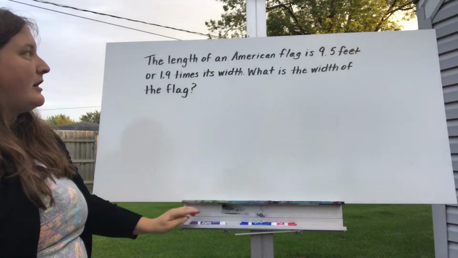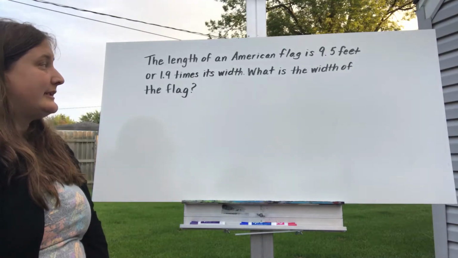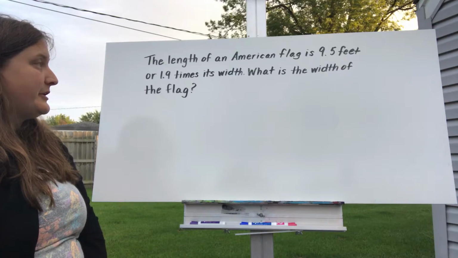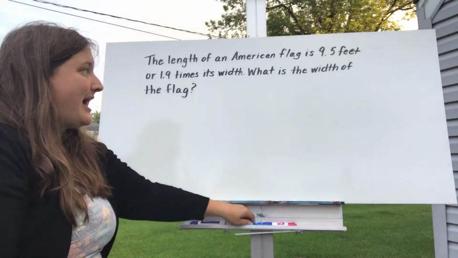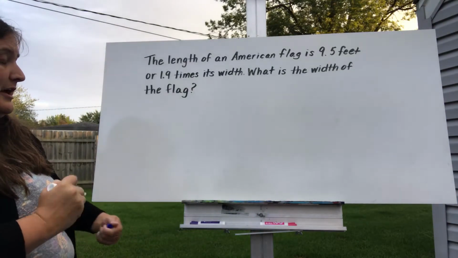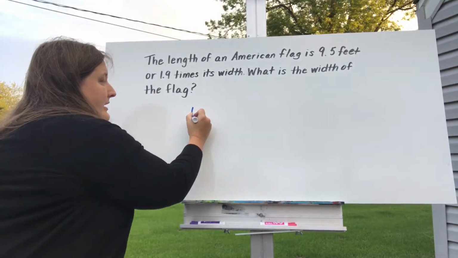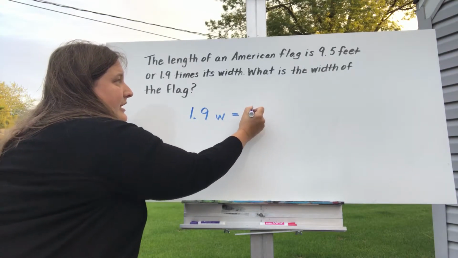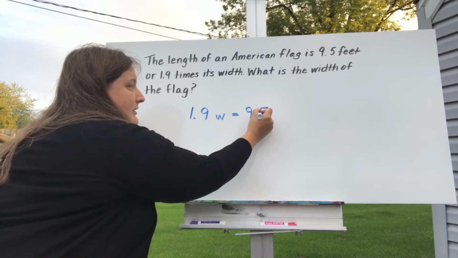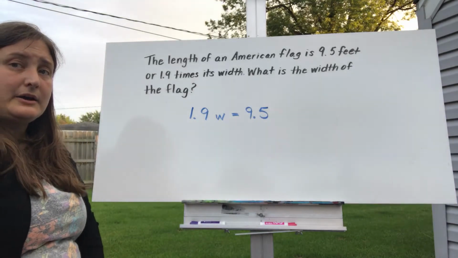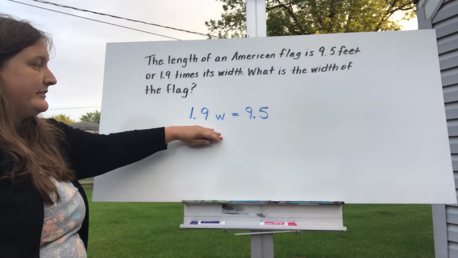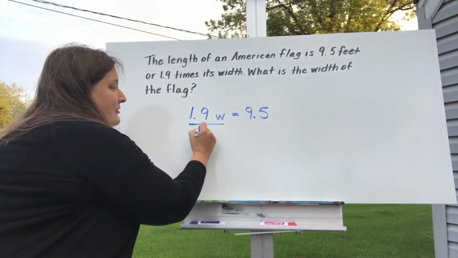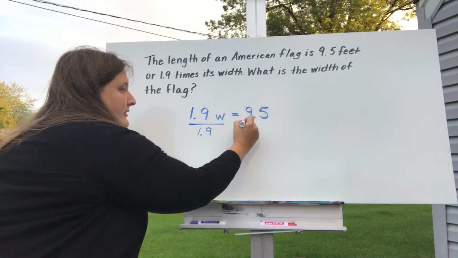All right, one more. The length of an American flag is 9.5 feet, or 1.9 times its width. What is the width of the flag? So they're asking us to find the width. And we know that 1.9 times our width will equal the length of 9.5. So once I've set up my equation here, I can solve this where I'm multiplying by 1 9/10 by dividing each side by 1 9/10.